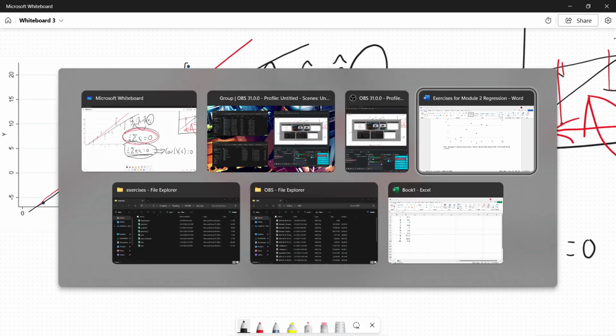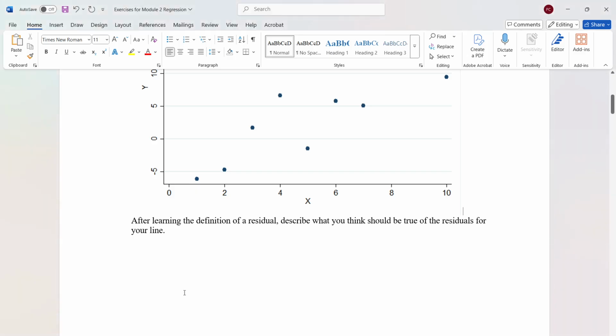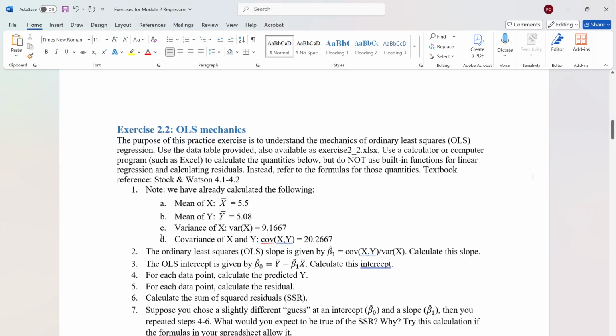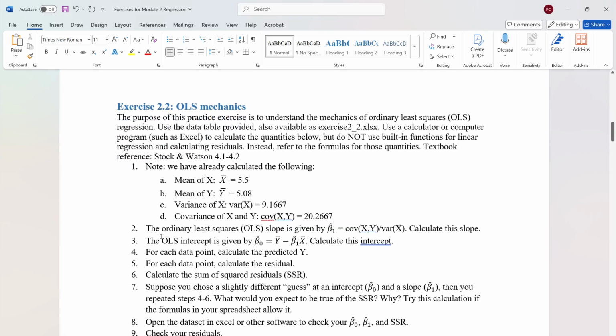So different answers that you can come up with as far as what you think should be true of the residuals for your line. They should be uncorrelated with the data, x. They should be 0 on average. They should be as small as possible, making the line as close as possible to the data. All of those are good.